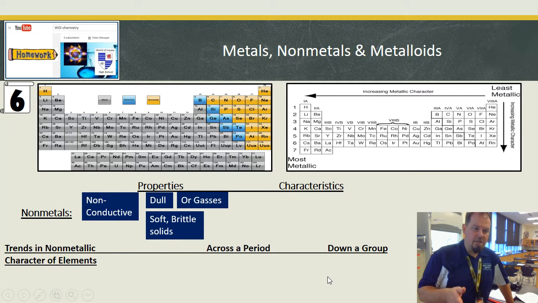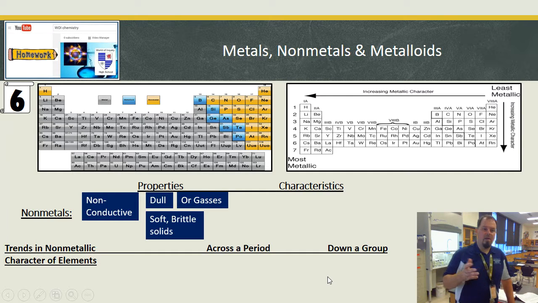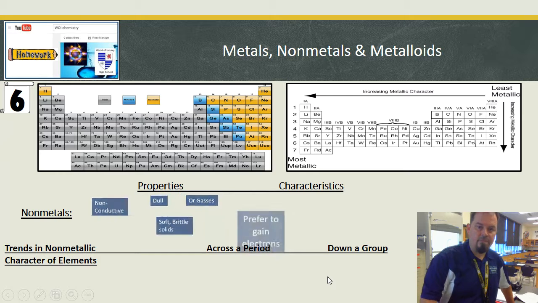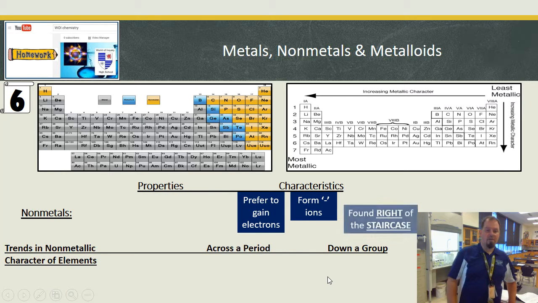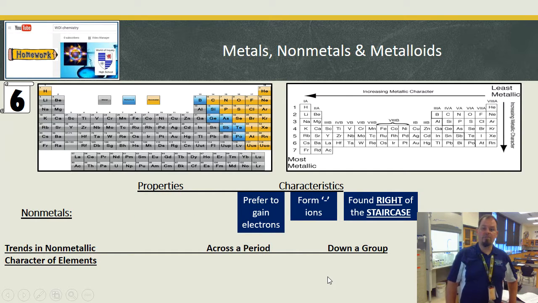Nonmetals are to the right of the staircase. They are dull, non-conductive, soft or brittle, and some of them are even gases. They prefer to gain electrons. They form negative ions, and they're found to the right of the staircase on the periodic table.